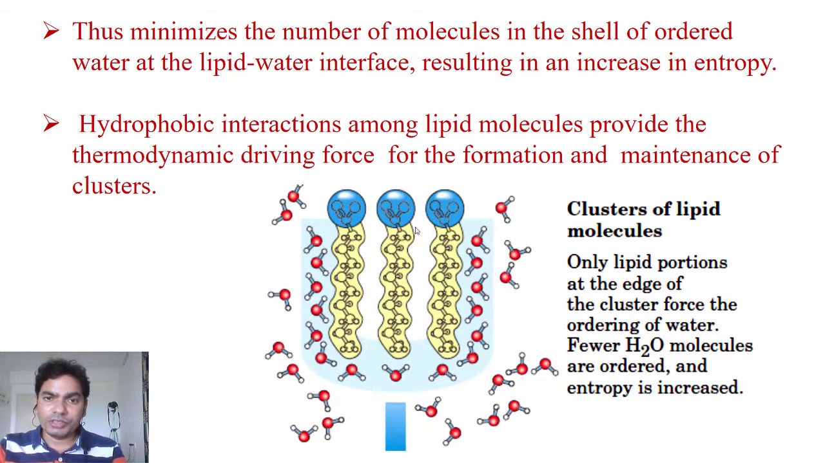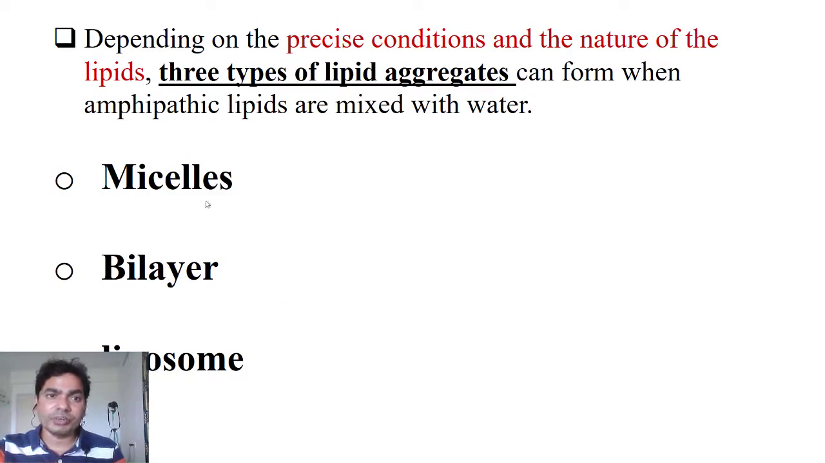So the arrangement of these lipid molecules during this process, that hydrophobic thermodynamic driving force, makes some structure. And what is that structure? That structure may be micelles, may be a bilayer, and may be a liposome, depending on the precise conditions, percentage and the nature of the lipid. There may be three types of lipid aggregates. So that thermodynamic driving force allows these lipid molecules to aggregate.